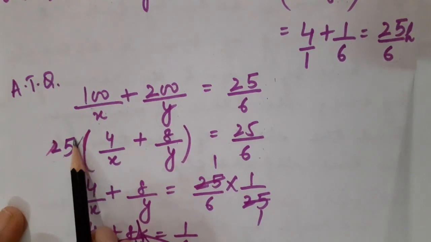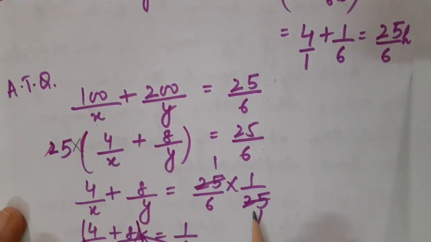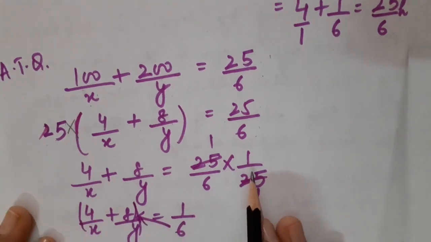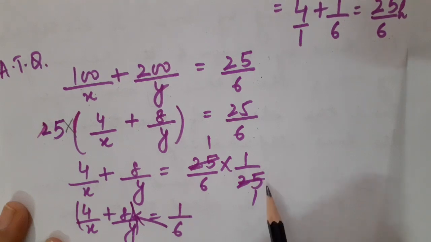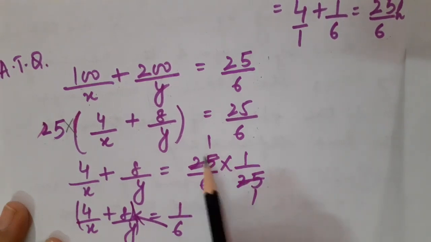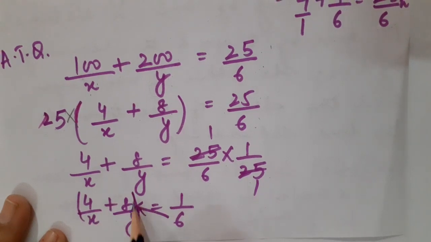Here 25 was multiplied. So definitely when it goes to the other side of the equal to, it will be divided. So what will you get here, children? 25 upon 6 into 1 upon 25. 25 and 25 both are going to be cancelled. Children, you have got 4 upon x plus 8 upon y is equal to 1 upon 6.